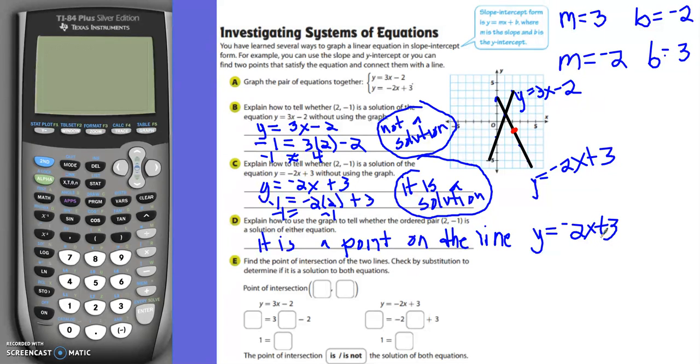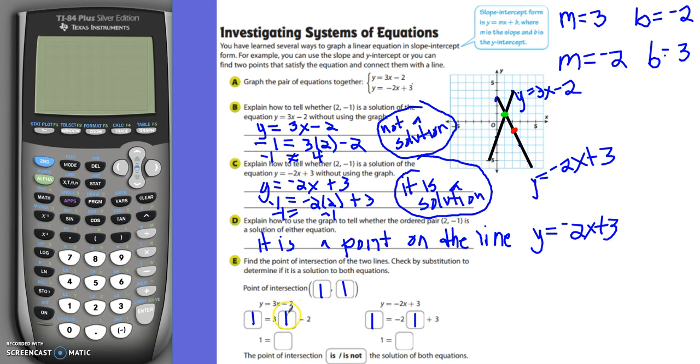Okay, find the point of intersection of the two lines. Check by substitution to determine if it is the solution to both equations. Right here is the point of intersection. It's going to the right 1 and up 1, so the ordered pair is 1, 1. We can just substitute in x is 1 and y is 1, and then we can solve.